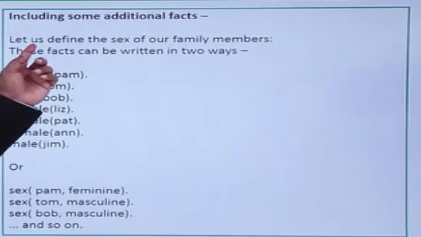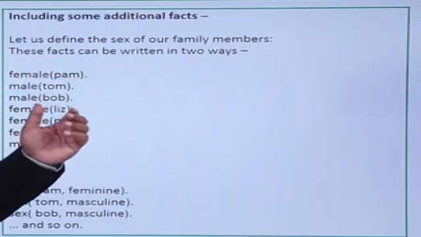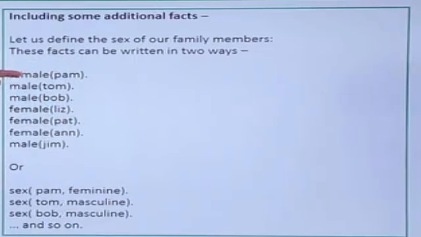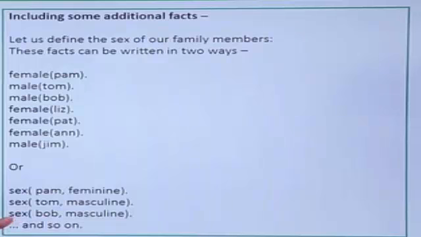Let us define the sex of our family members. These facts can be written in two different ways. You can write in this way or you can write in this way. That will depend upon your decision how to define the sex of the family members using facts written in two different types of clauses. You can select any one of them.